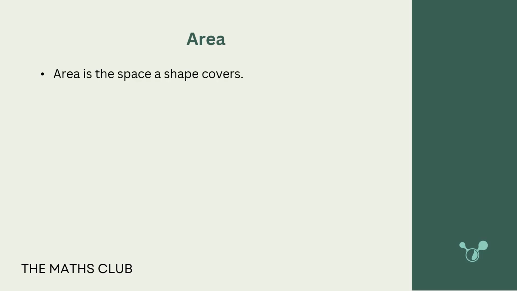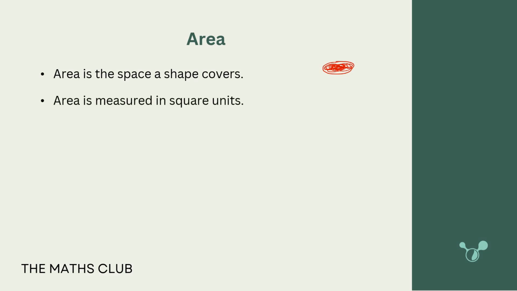Area is basically the space a shape covers. So if I have a shape like this, all of this inside here is basically the space it covers. So we're trying to find, given this shape, what space does it cover when we're dealing with area? And area is measured in square units.